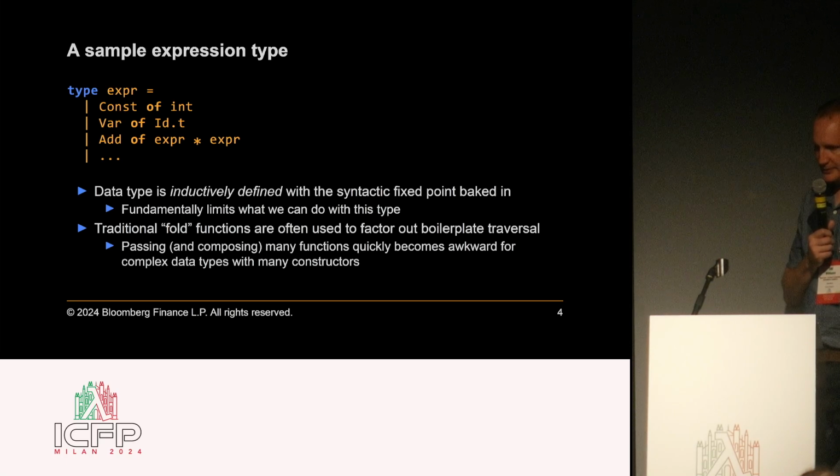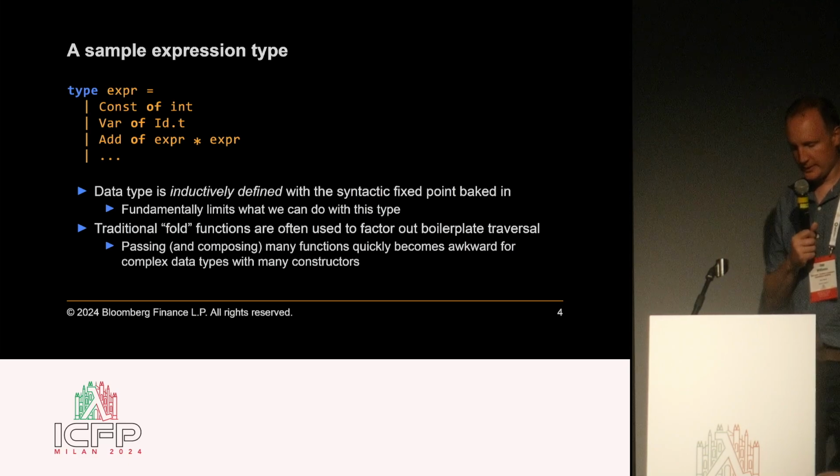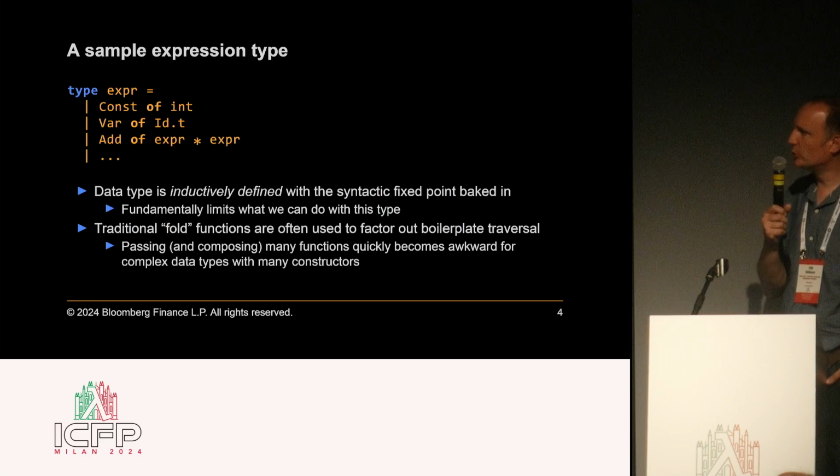And there's quite a few papers. I think Data Types à la Carte is one that I recall that talk about all the possibilities if this recursion is opened. We can work with this data type, of course, and traditionally fold functions are often created to sort of factor out the traversals. But these are typically higher order functions with a function per constructor. And so passing and composing many functions around quickly becomes somewhat awkward when you scale up to complex data types with many constructors.